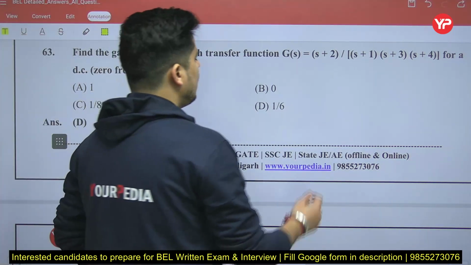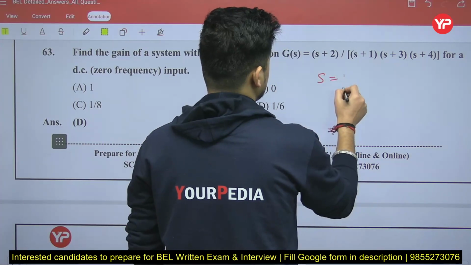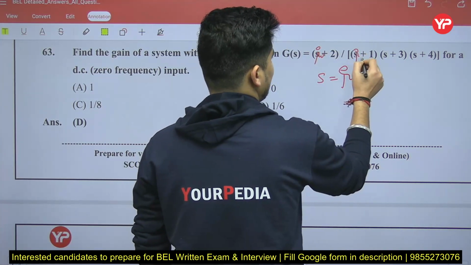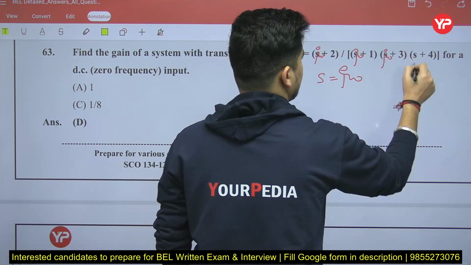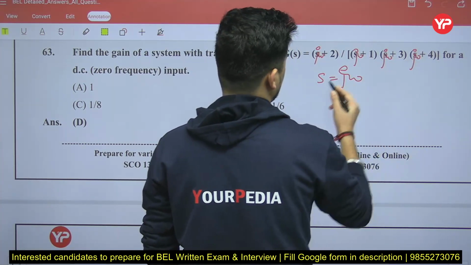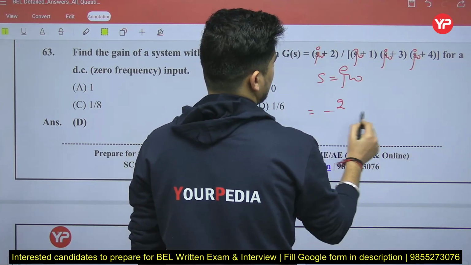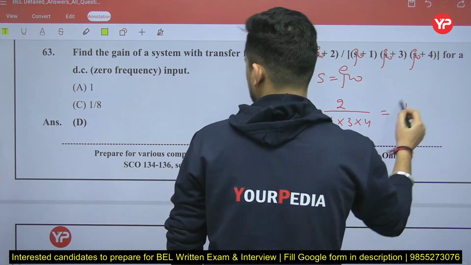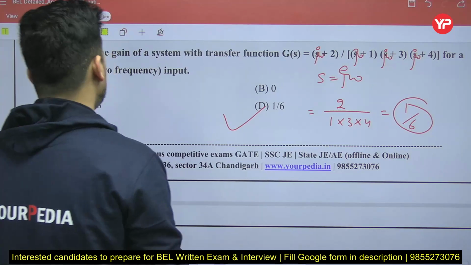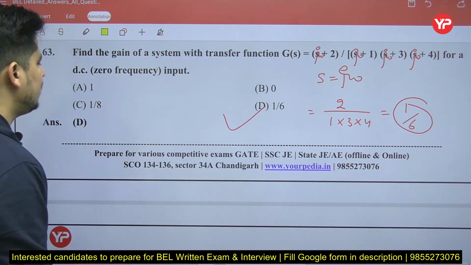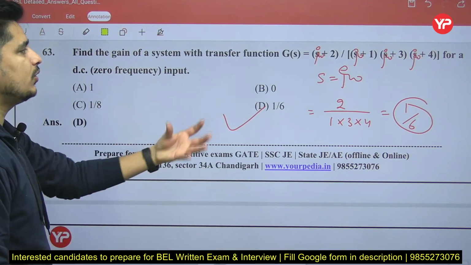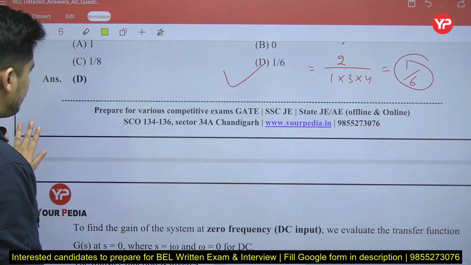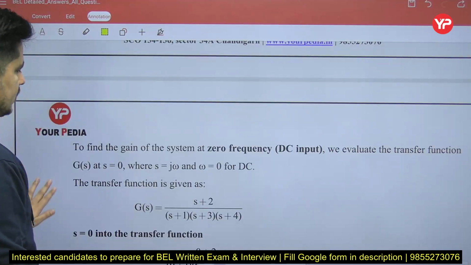Find the gain of the system with this transfer function for a DC frequency, 0 frequency. So basically, as you know, we can replace s equals to j omega inside this. So it becomes j omega, j omega, j omega, j omega, and you can put omega equals to 0. So it becomes 2 divided by 1 into 3 into 4. That is 1 divided by 6. So that will be the answer, T. When he is asking for the 0 frequency gain, that is when you replace omega equals to 0. So the 0 frequency gain is 1 by 6.